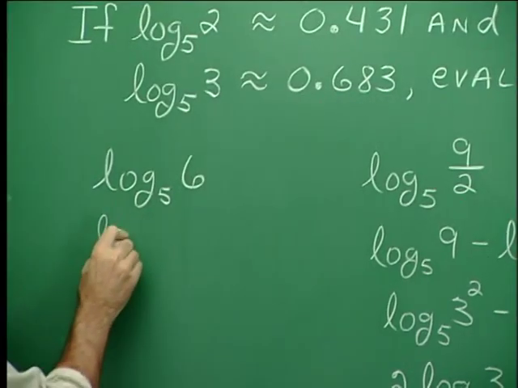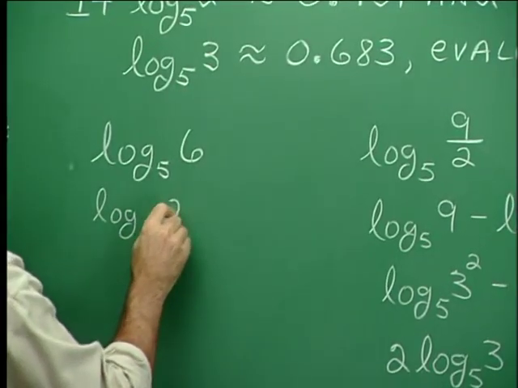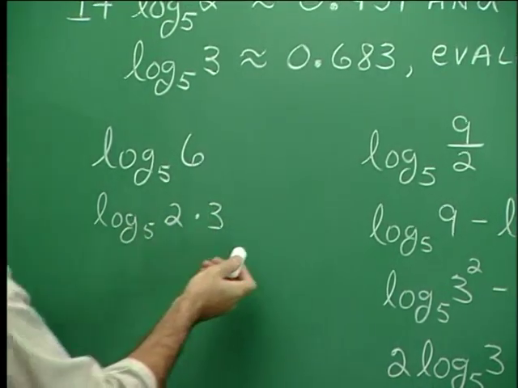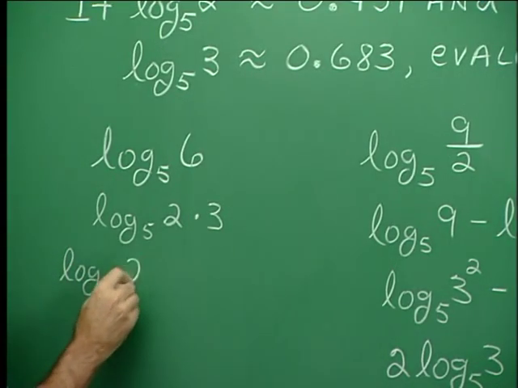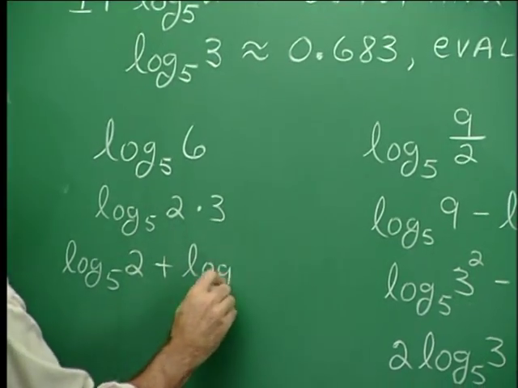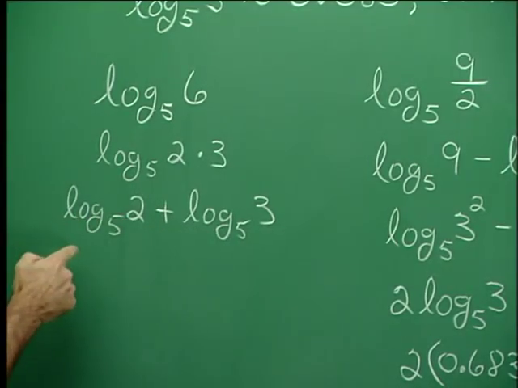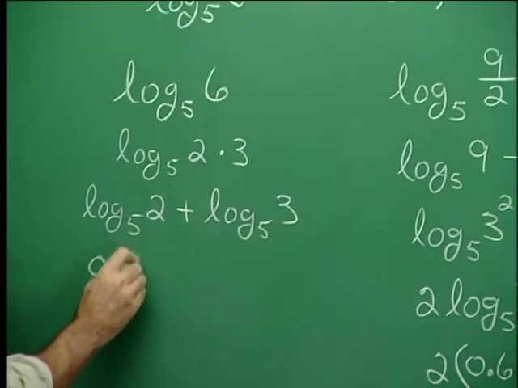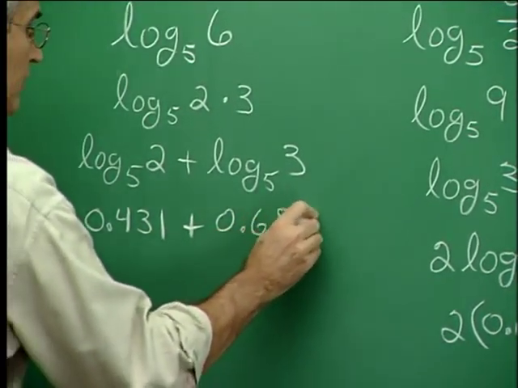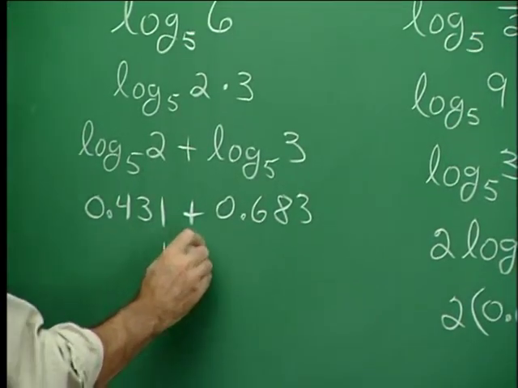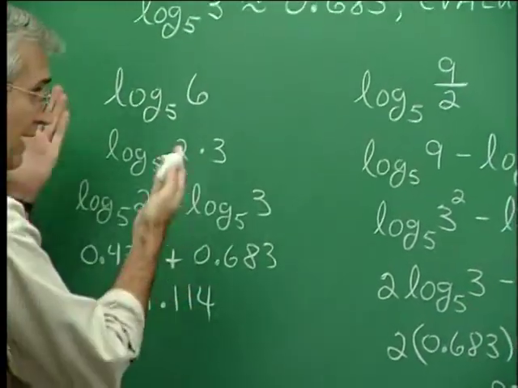So we'll think of this as log of, let's see, 6 we can think of as 2 times 3, and then we have the logarithm of a product. So using our product property, it's the log of 2 plus the log of 3, in base 5, and we have values for those. We have approximations. Log 2 is 0.431, and log 3 is 0.683. Adding, we find it to be 1.114. So we have found the log of 6 in base 5 using this method.